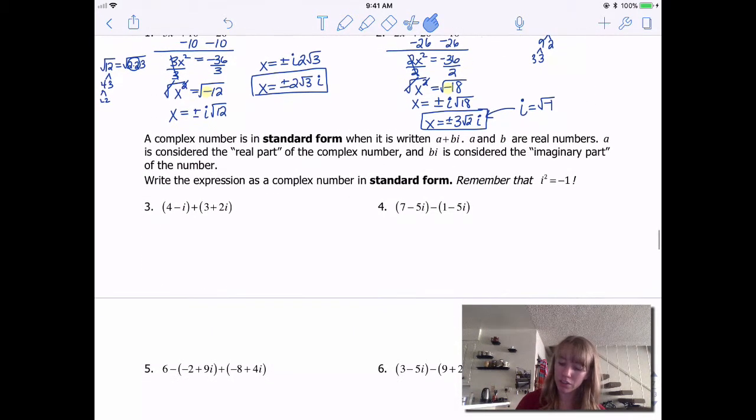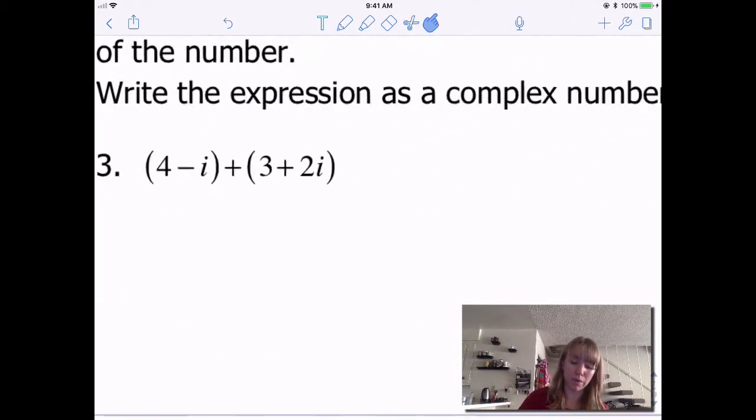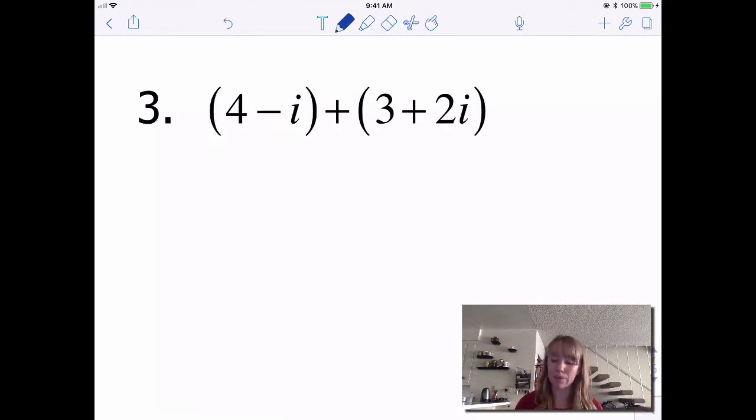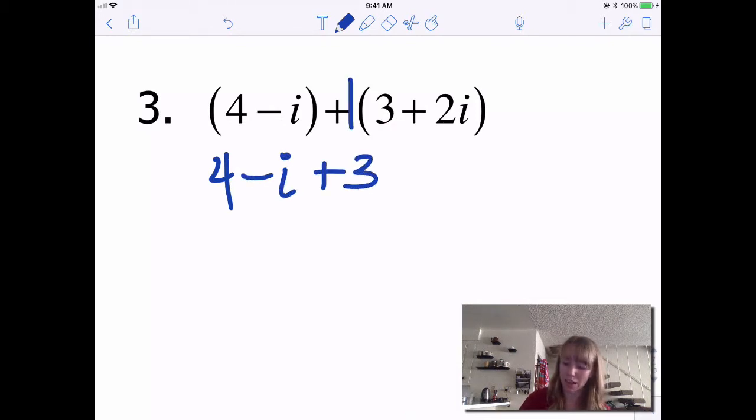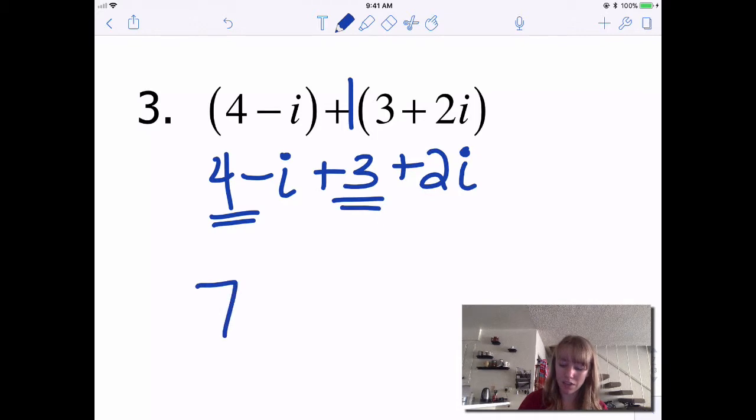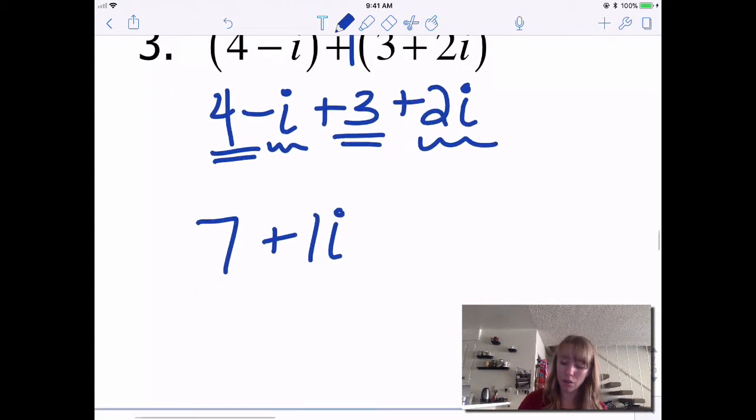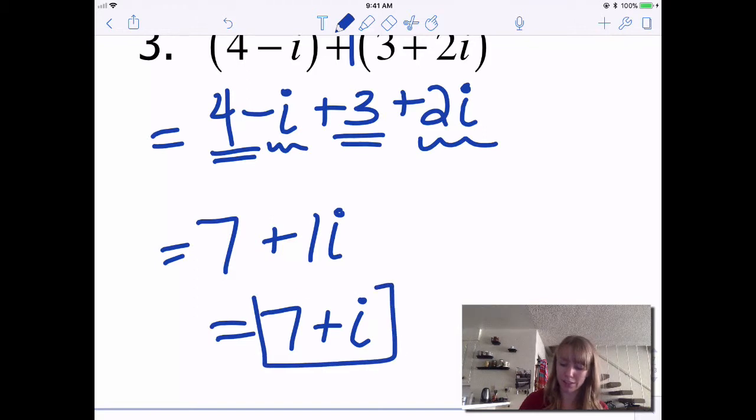So let's look. Standard form is written a plus bi, meaning my real part is first, my i part is second. But we're going to treat this stuff just like adding like terms, so what we've done before. So number 3 says 4 minus i plus 3 plus 2i. Since there's a plus in the middle, it's like distributing a positive 1, so my signs won't change. I've got 3 plus 2i. And then combine your like terms. 4 and 3 is 7, negative i and positive 2i is plus 1i, which is the same as 7 plus i. So that's my final answer.